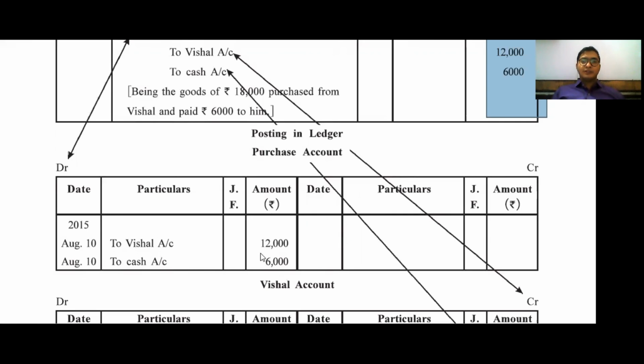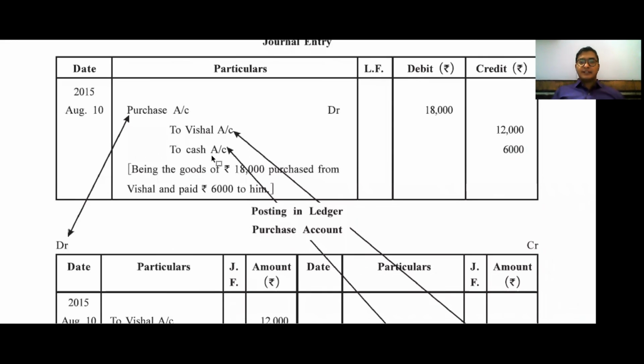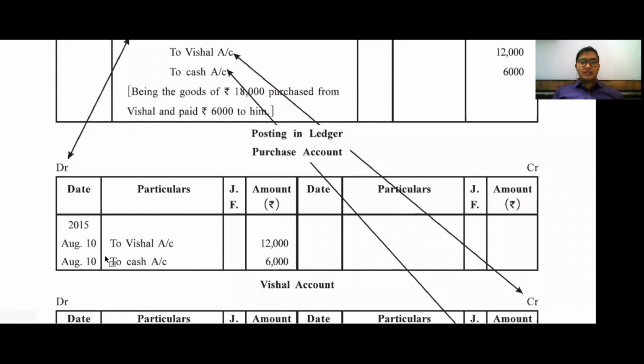So now against 18,000 we have to write 12,000 as well as 6,000. For 12,000, name of person Vishal, and second one cash. So to Vishal account, to cash account, date same, amount as per the relevant ledger, and name of ledger Vishal as well as cash. Okay, so this is called combined entry.